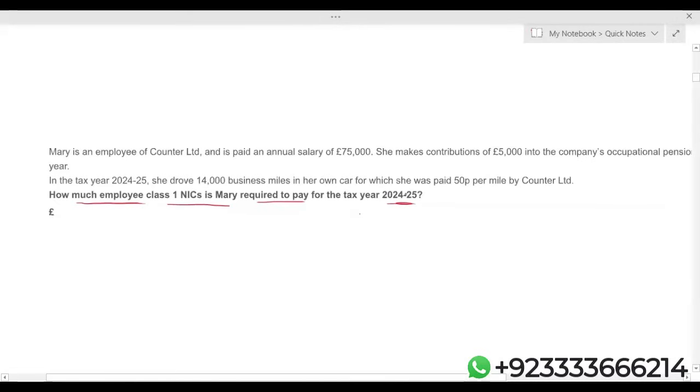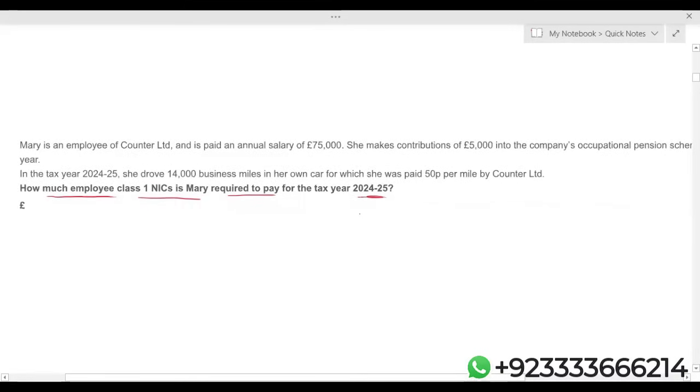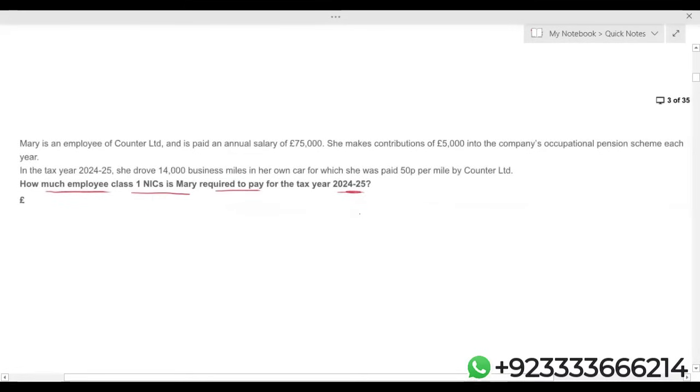Third, if your employer has reimbursed you because you have used your own car for employment purposes, in that case, if the employer reimburses you more than 45 pence per mile, any amount over and above 45 pence per mile is considered a cash benefit. And on that, you have to pay the class 1 NIC.